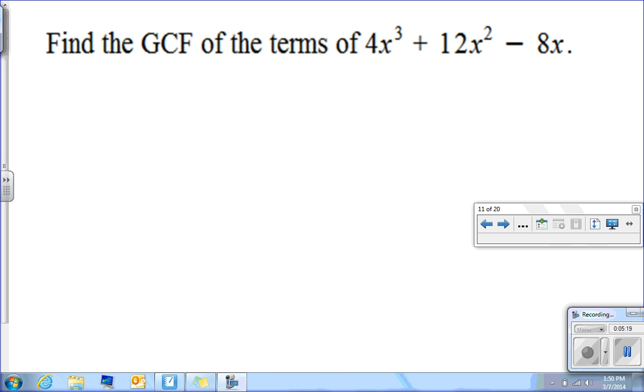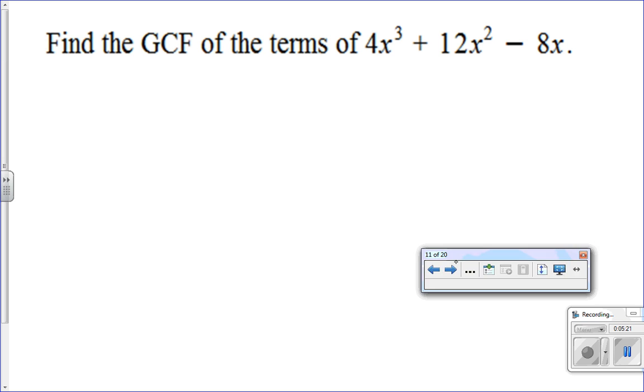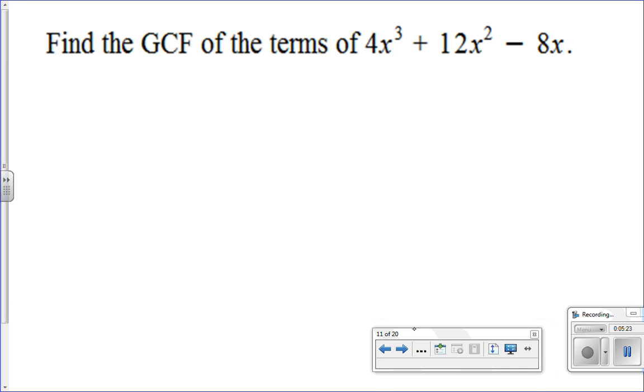Okay, so this question says find the greatest common factor of the terms 4x cubed plus 12x squared minus 8x. So first things first, I need to find the greatest common factor of 4, 12, and negative 8. And the answer to that is 4. 4 is the largest number that can go into all three of those coefficients, 4, 12, and negative 8.